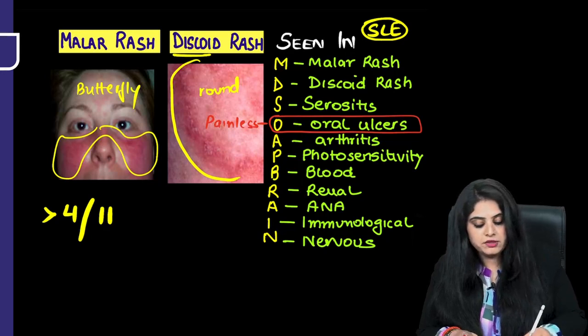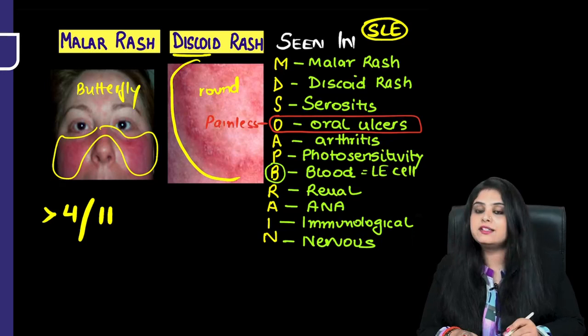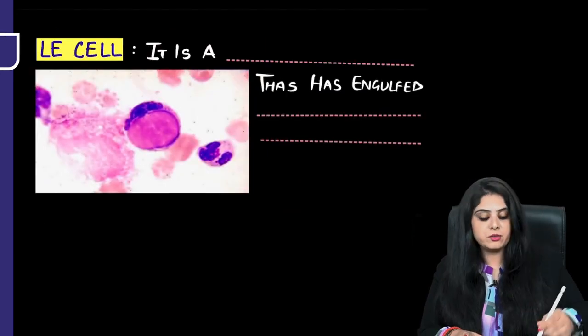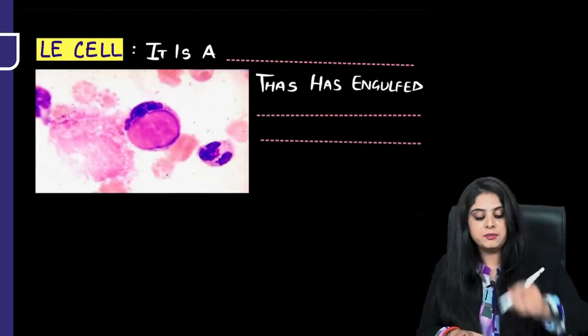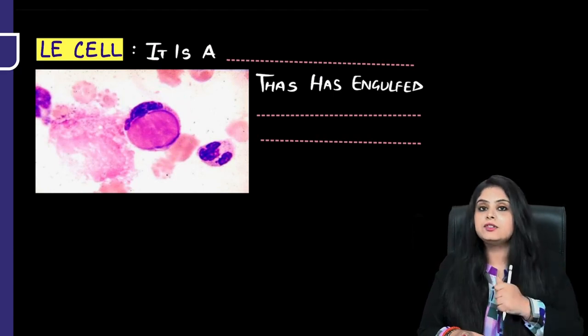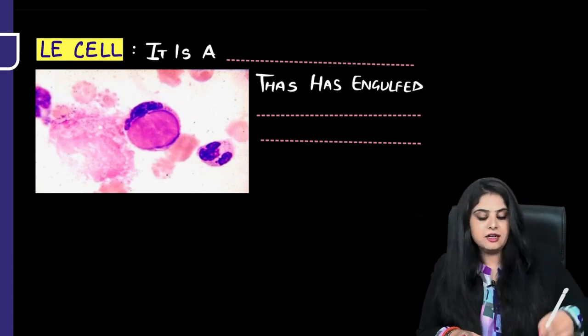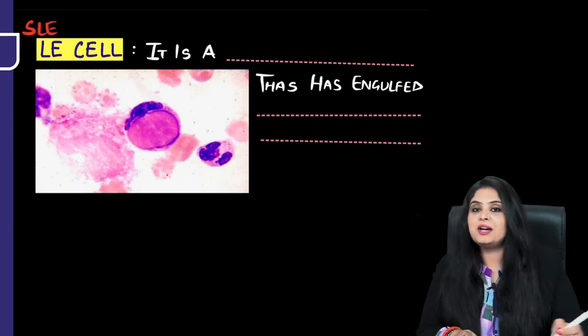Firstly, tell me, what do you see? B for blood. In blood there is a very famous cell, that is the LE cell. Let me show you that cell, guys. That is also an image-based question. This picture over here is the picture of an LE cell, and this is exactly how the question comes. What is an LE cell? Of course, it is seen in SLE, no doubt about it.